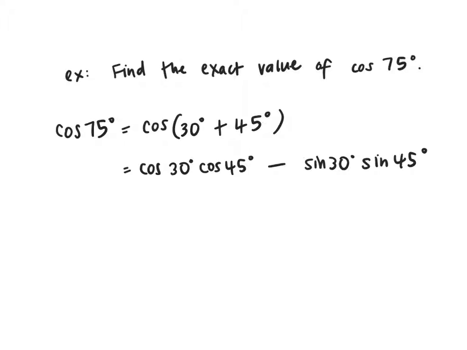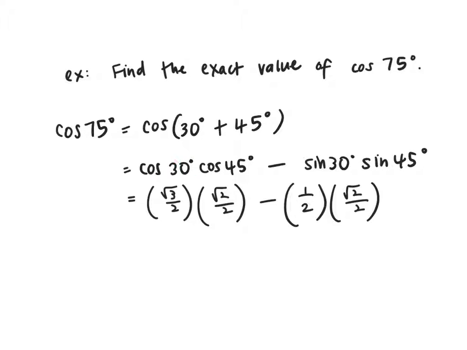And now what you do is you replace cosine of 30 degrees with its ratio. Same thing with cosine of 45 and so forth. So cosine of 30 degrees is root 3 over 2. Cosine of 45 degrees is root 2 over 2, and you multiply them. Minus sine of 30 degrees is 1/2. Sine of 45 degrees is root 2 over 2, and you multiply them.